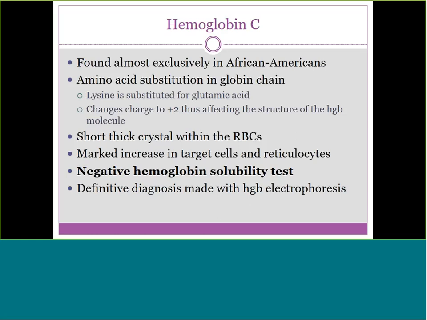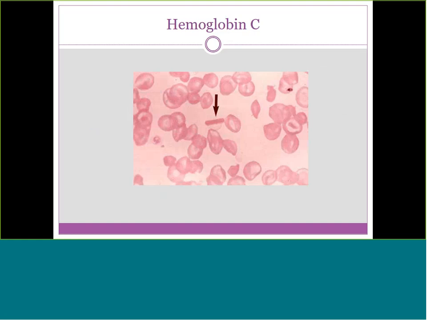Again, it's still a hemolytic process, so you would still see increased reticulocytes and then definitely an increase in target cells. Well, you should never have target cells, so target cells would be present. Target cells are seen through all of these hemoglobinopathies. That's always a key finding. When you do the hemoglobin solubility test, it would be negative. It has a different amino acid substitution, so the solubility is different. And then again, to confirm it, you would do hemoglobin electrophoresis, and you should see hemoglobin C on the electrophoresis pattern. All right, so that's what the hemoglobin C crystal looks like, that thick, short rod there.